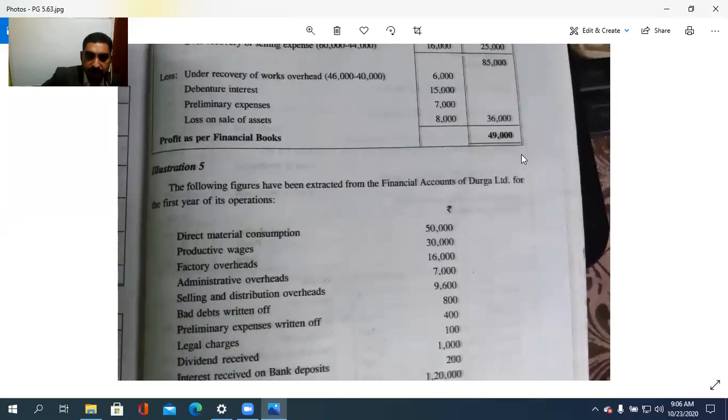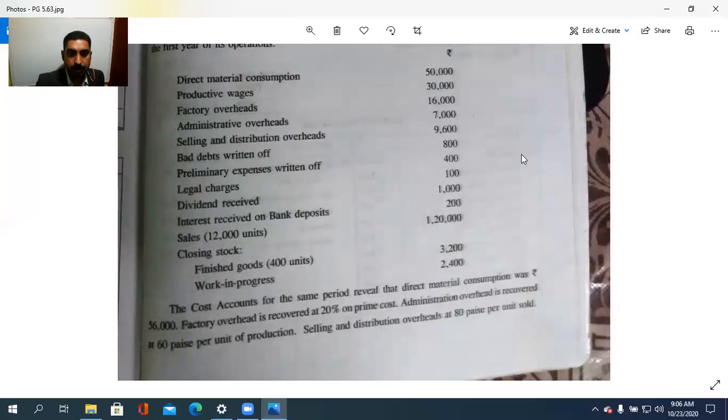See, the following figures have been extracted from the financial accounts of Durga Limited for the first year of its operation. Direct material consumed, productive wages, factory overhead, administrative overhead, selling and distribution overhead, bad debts written off, preliminary expenses written off, legal charges, dividend received, interest received on bank deposit, the sales 1,20,000, closing stock of finished goods is 400 units, 3,200, that is 8 per unit, isn't it? Then work in progress, it is 2,400.